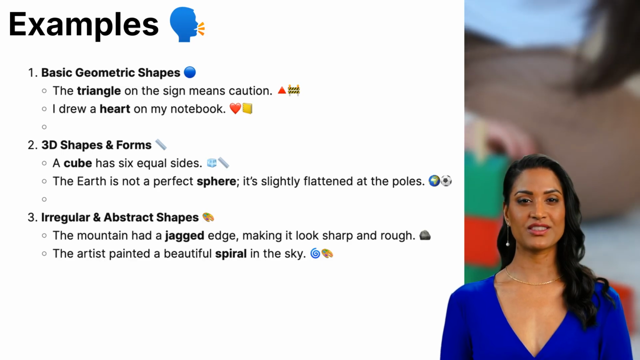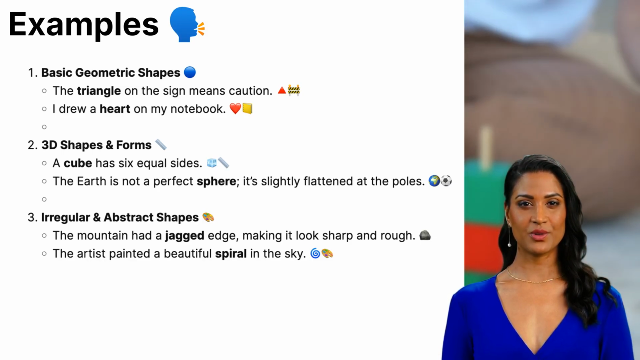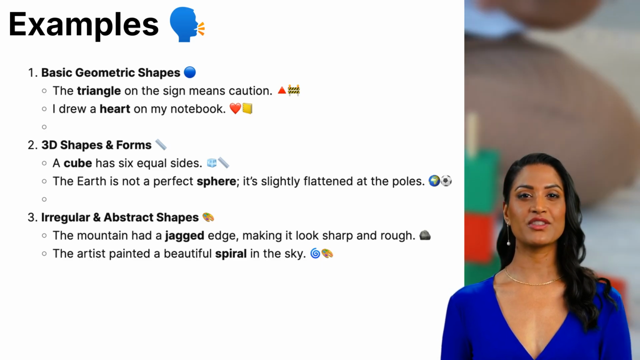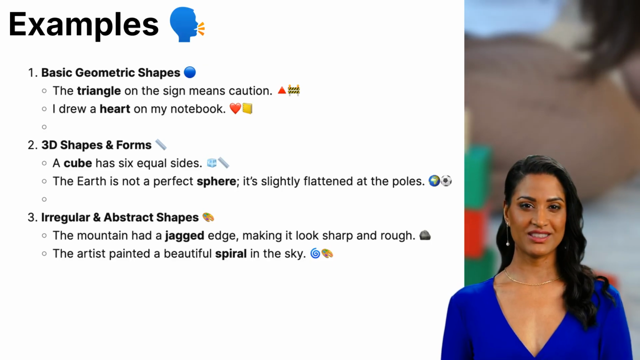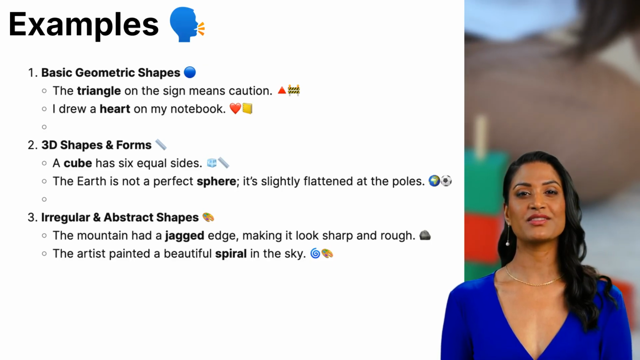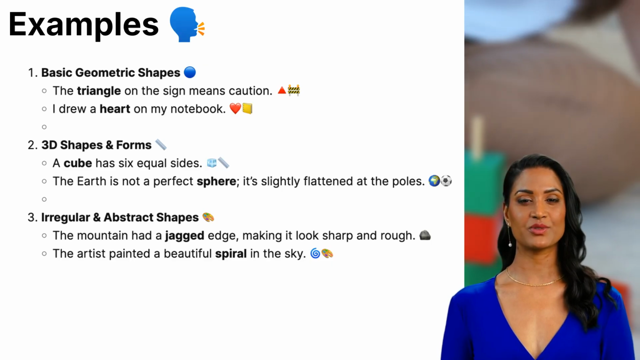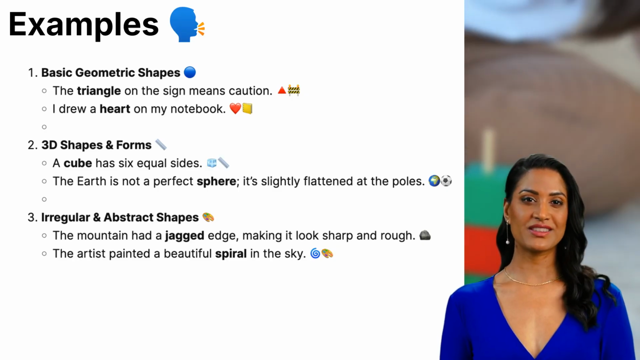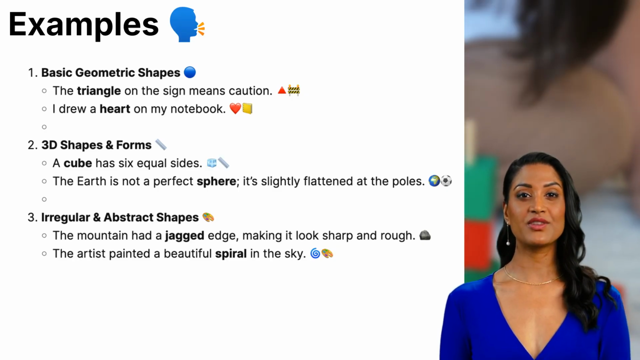The Earth is not a perfect sphere, it's slightly flattened at the poles. While Earth appears round, it is technically an oblate spheroid due to its rotation. 3. Irregular and abstract shapes. The mountain had a jagged edge, making it look sharp and rough. Jagged edges have uneven, sharp points, often seen in mountains and broken objects.